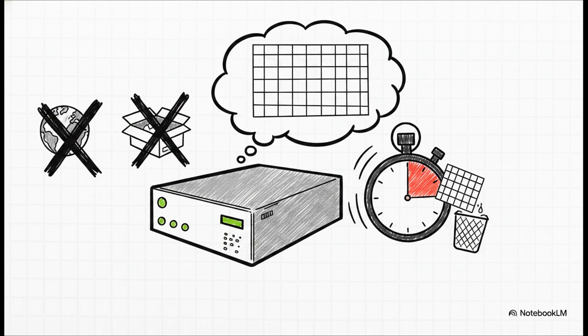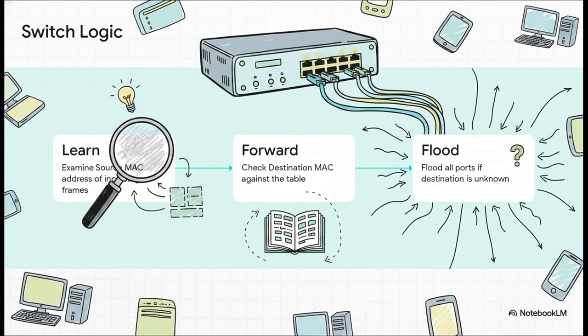And to keep its routing map fresh, it dynamically drops learned addresses from its memory after a standard 5-minute refresh timer expires. So the crucial point is, how does it actually overcome this amnesia? Well, it uses a brilliant 3-step process. First, learn. It examines the source MAC address of every incoming frame and records exactly which physical port it arrived on. Second, forward. It checks the destination MAC address against its newly built table. And third, flood. If that destination address is a complete mystery, it simply floods the frame out of all other ports just to guarantee it eventually hits its target.